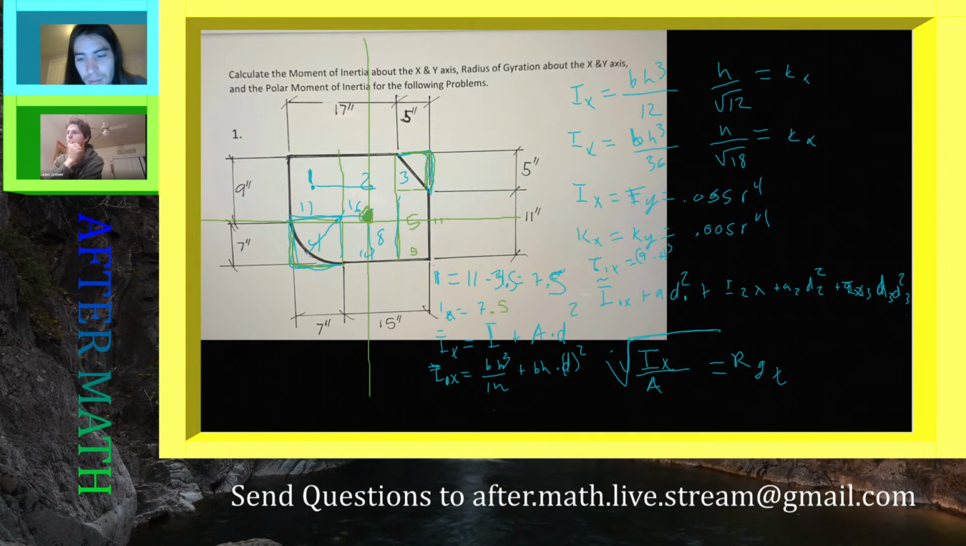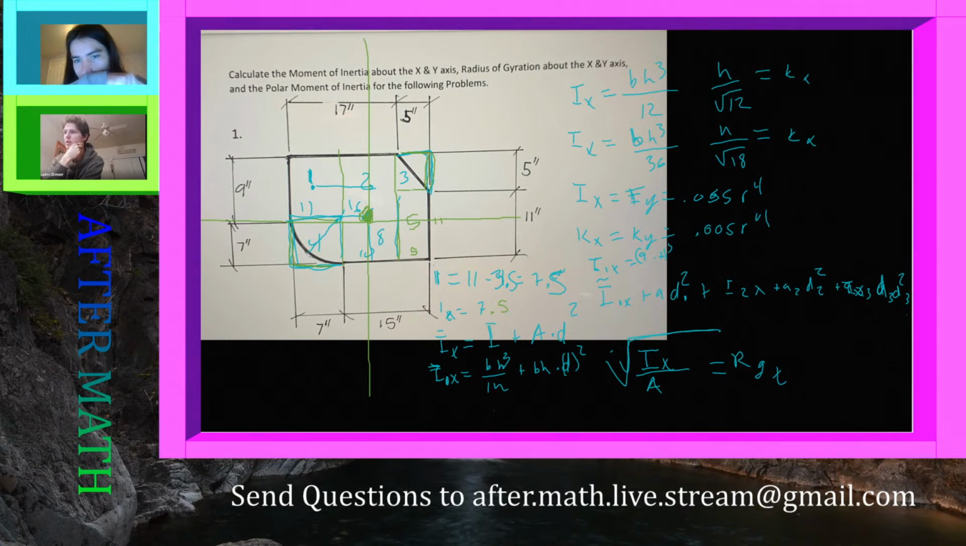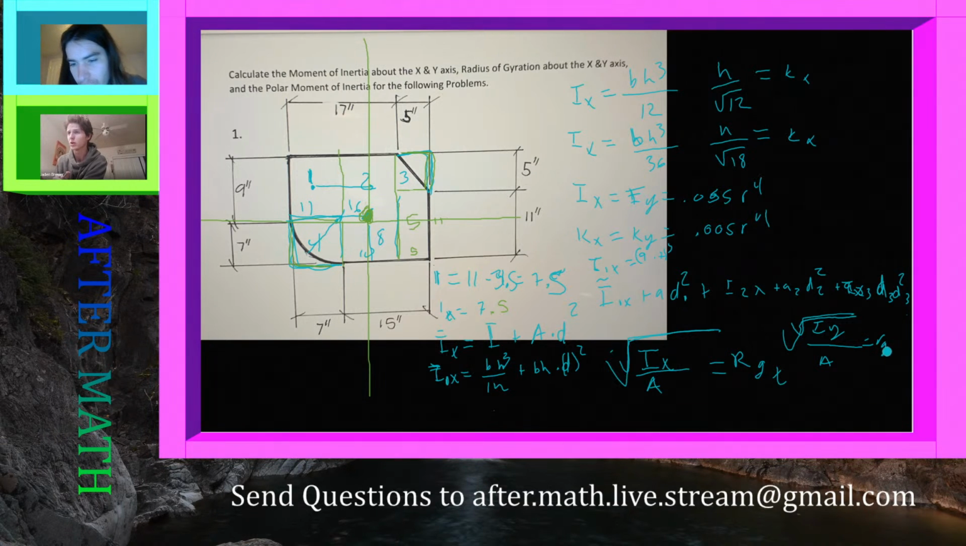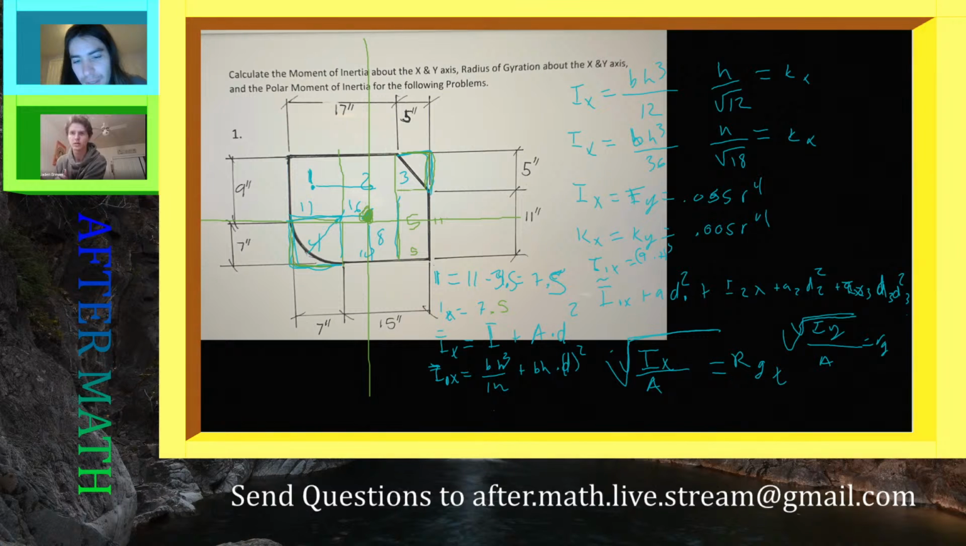And then same equation for the radius of gyration for the y. So you'd have the square root of I y divided by A. And that A is the area of the whole thing. So you'd have to add up all the individual areas to get that.